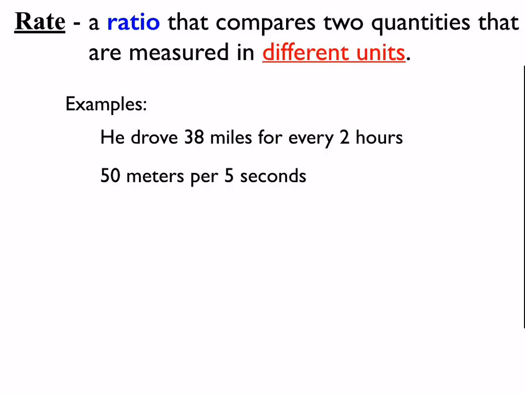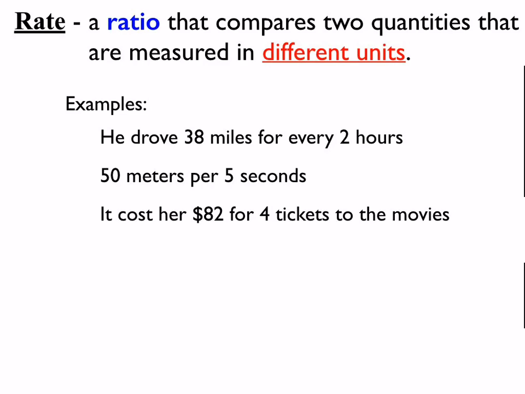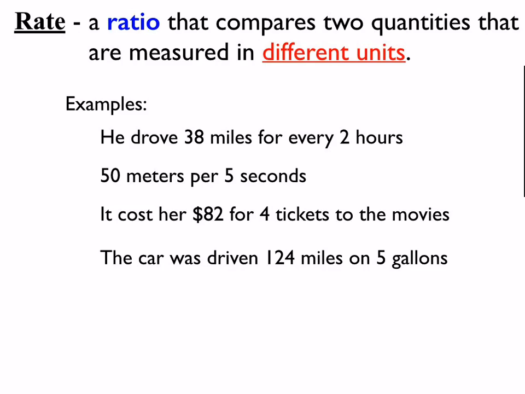Here's another example of a rate, and we should be writing these down. 50 meters per 5 seconds. Here's another one. It cost her $82 for 4 tickets to the movies. These are all examples of rates. Or maybe this one. The car was driven 124 miles on 5 gallons. So I'm going to stop for a second to let everybody get caught up.